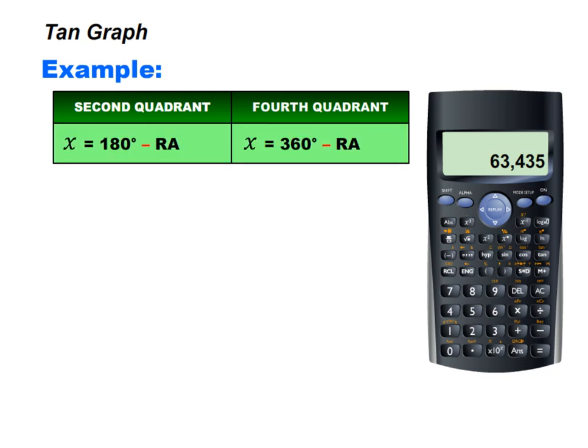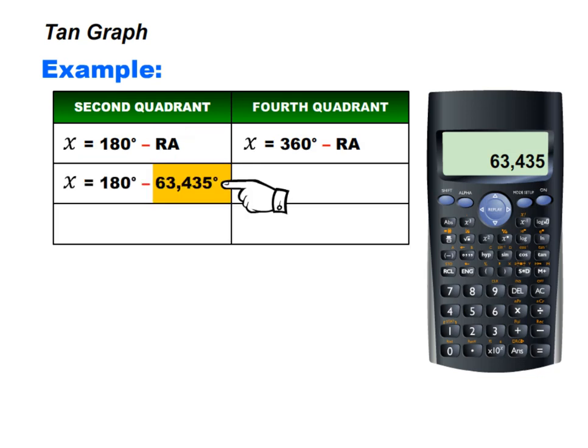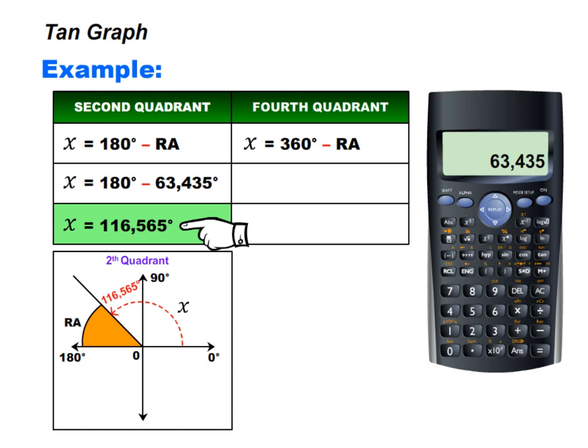Look at the table. Look on the left side of the table. On the left side of the table, we have second quadrant. We have x is equal to 180 degrees minus reference angle. Our reference angle is equal to 63.435 degrees. If we subtract 63.435 degrees from 180 degrees, we will have x is equal to 116.565 degrees. And that's our value of x in the second quadrant.